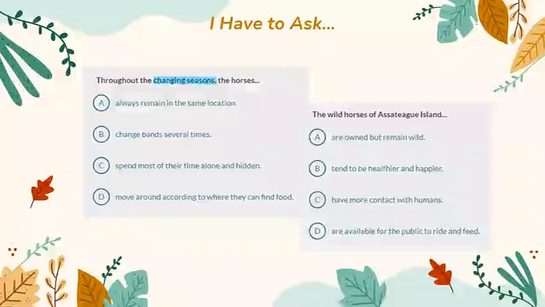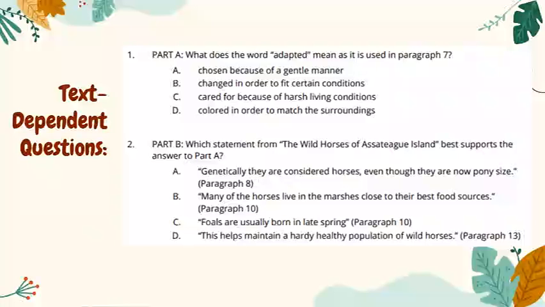And the next question, the wild horses of Assateague Island. Well, that doesn't tell me a whole lot in the beginning of the question, but I'm just going to highlight the wild horses. That's our focus for today. These are our heavier text-dependent questions. So let's look at number 1, part A. What does the word adapted mean as it is used in paragraph 7? Well, I want to focus, of course, on this word, adapted. That's what we're going to determine the meaning of, and we definitely need to know where to look for this answer, so that'll be paragraph 7.